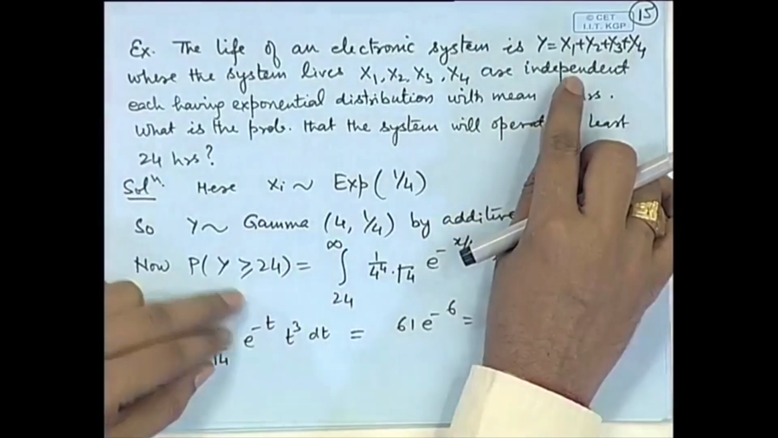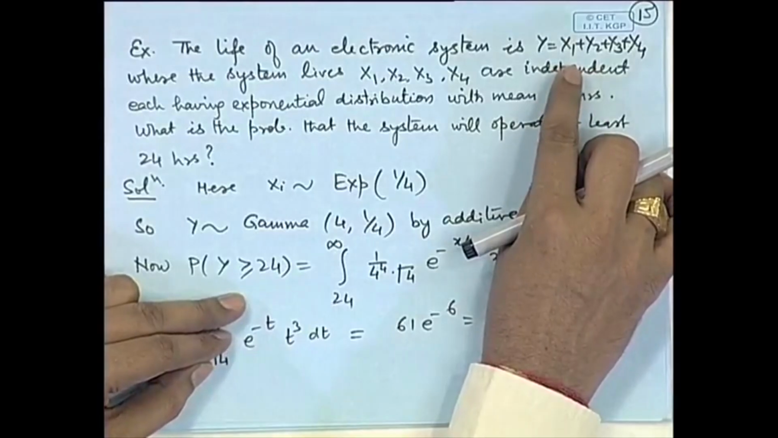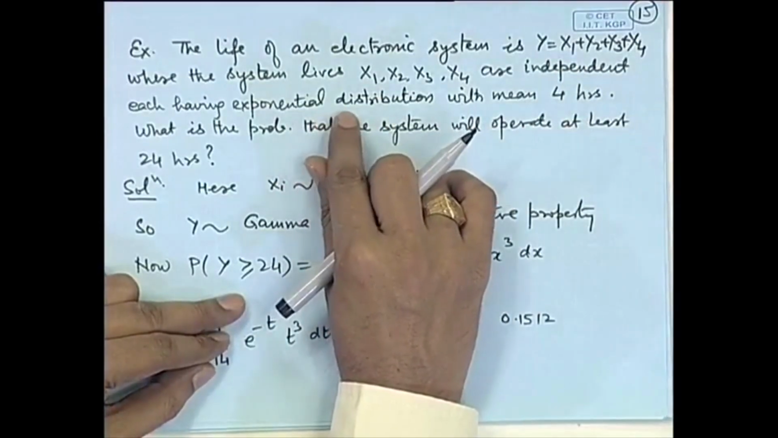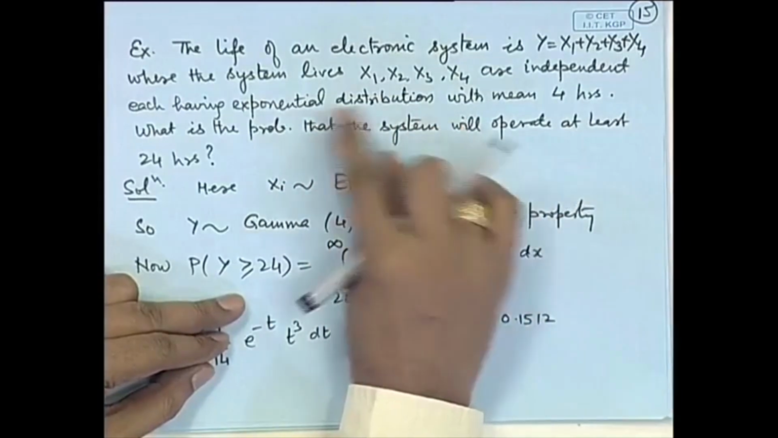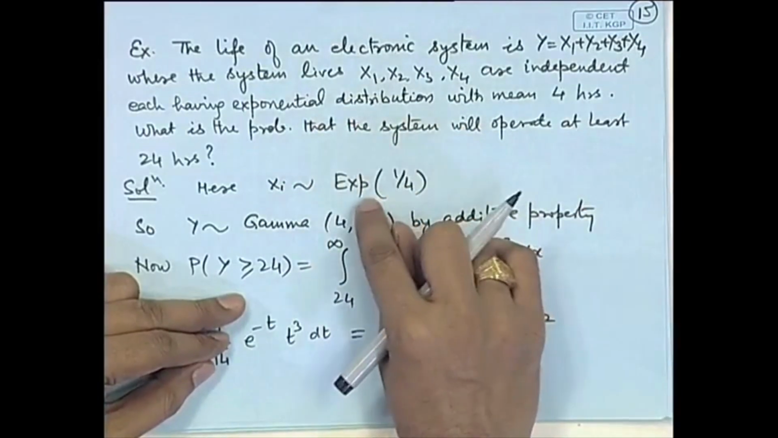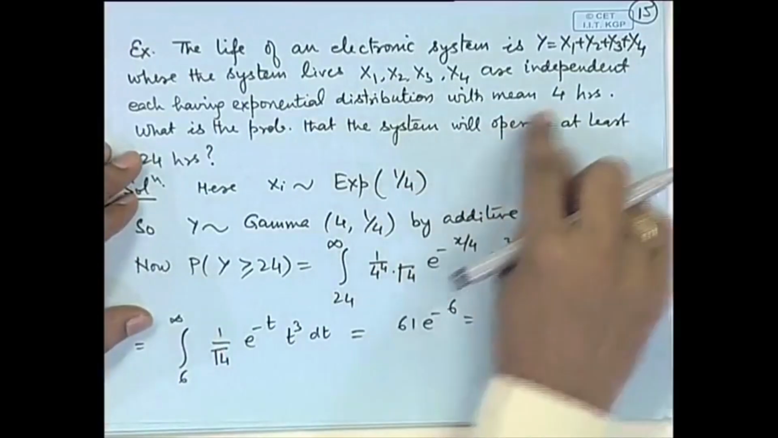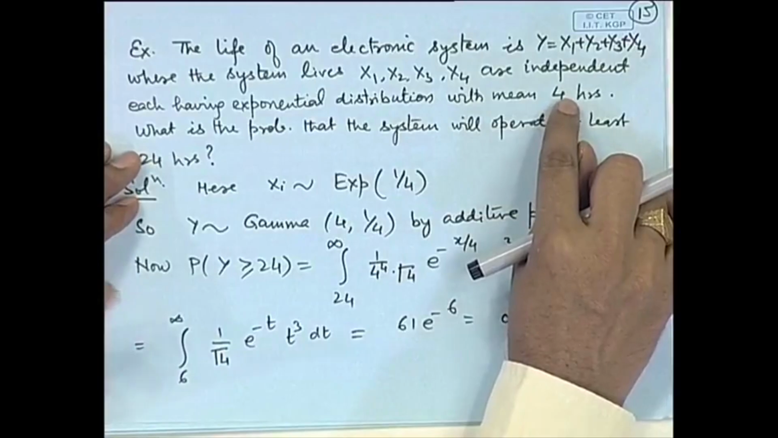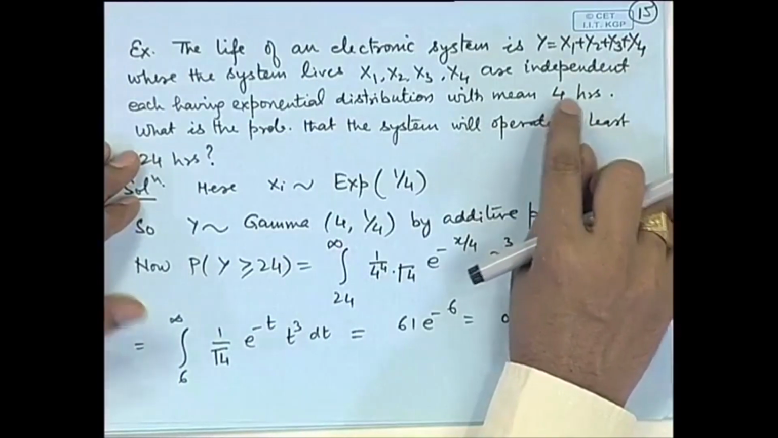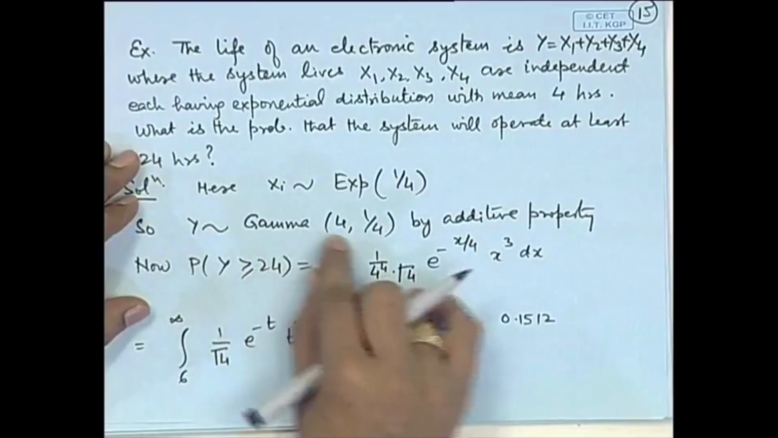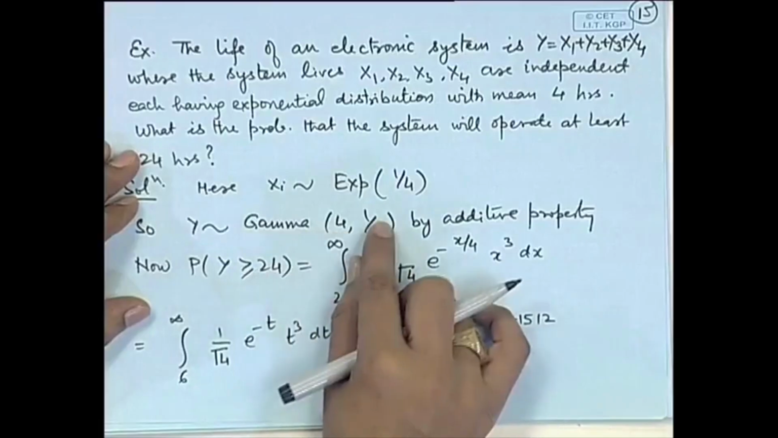Now, here we can use the additive property of the exponential distribution. We have proved that the sums of independent exponentials follow a gamma distribution. Here each xi is exponential with parameter lambda equal to 1 by 4. Here mean is 4, so the parameter lambda will be 1 by mean, because mean is 1 by lambda. So, y will follow a gamma distribution with parameters 4 and 1 by 4.